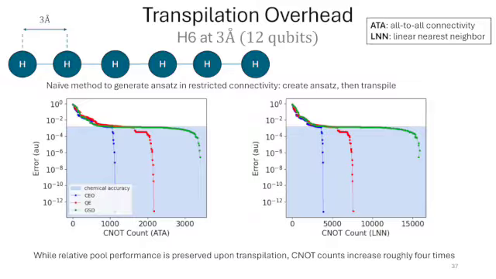This means that it will be harder to implement on hardware because noise will accumulate more when we have more gates. Can we do better? Yes, we can. There are a few strategies that we can implement to optimize the transpilation process and decrease this overhead.